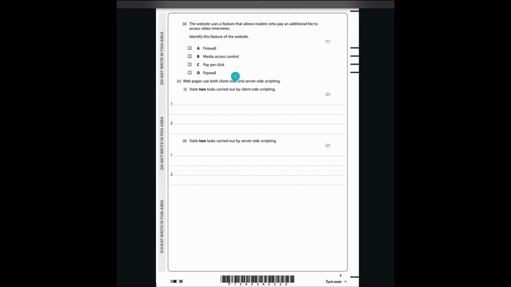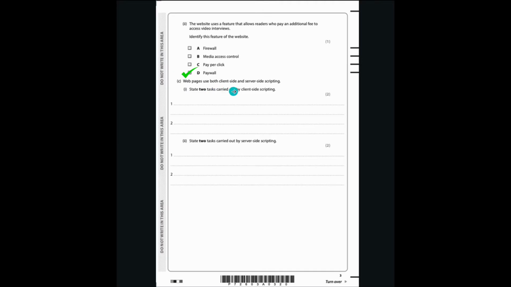Now question number 2: the website uses a feature that allows readers who pay an additional fee to access video interviews. Identify this feature of the website. So that means they are paying an additional fee to see the video. That means this is not a firewall. A firewall actually works as a filter for malware or viruses, right? Media access control, no. Pay per click is when you click, you get some amount of money. This one is a paywall. Paywall means you have to pay to get some of the information from the internet.